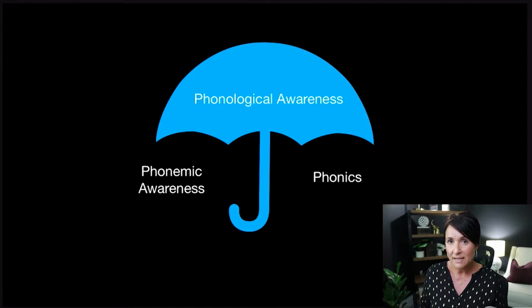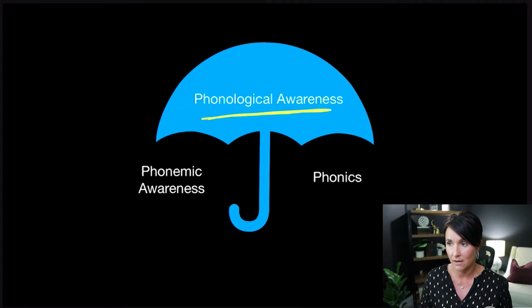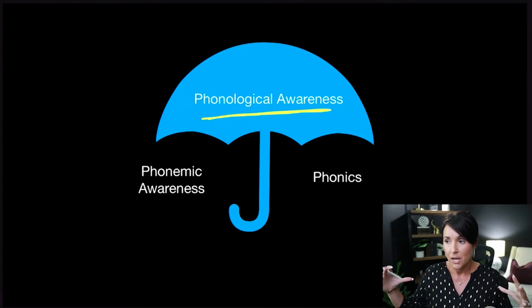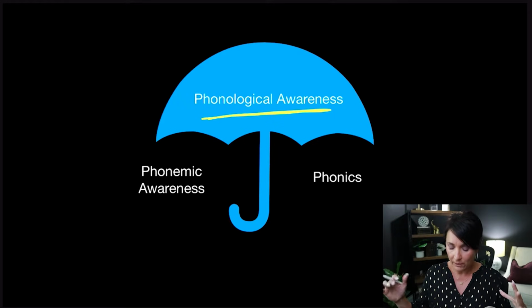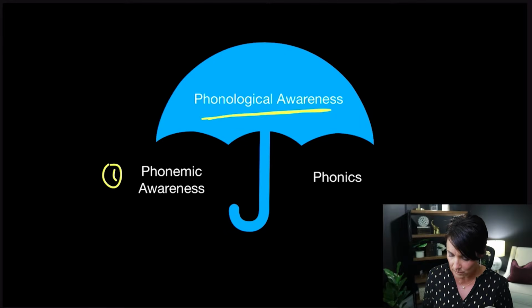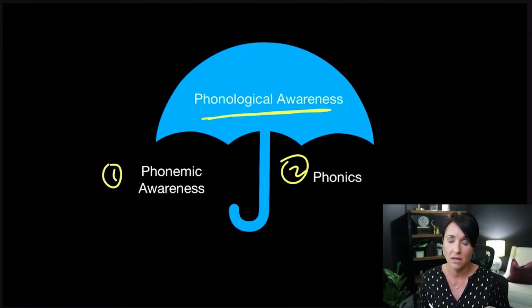So these are the basics, and it's really important that you understand the difference between them. Now, when we talk about phonological awareness here, that's the umbrella. So I'm going to get to that in a second. What I really want to focus on are these 2 sub-skills underneath the umbrella. And basically, you need to have phonemic awareness and phonics in order to have phonological awareness.